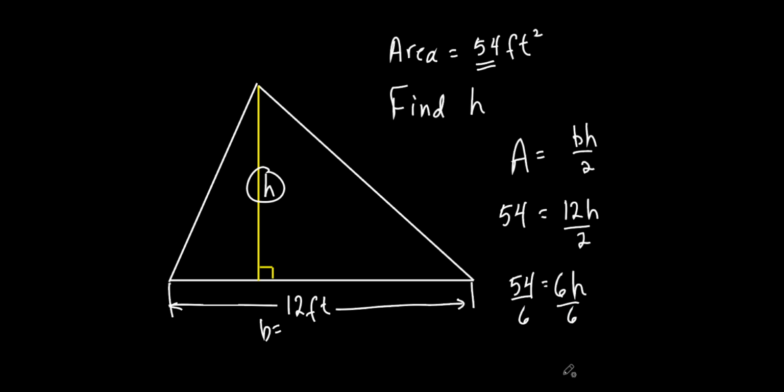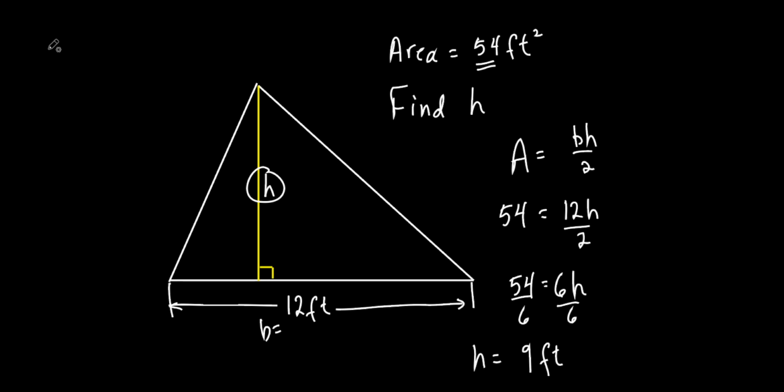What's 54 divided by 6? You know that off the top of your head? 9, right. 9 times 6 is 54. So the height is equal to 9. It's not just a 9. We got to put the units. Is it squared? No. Why not?